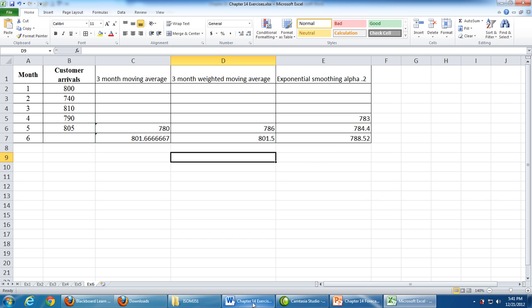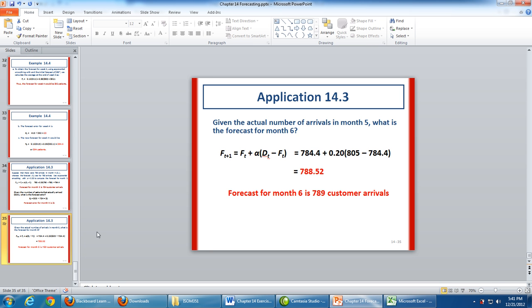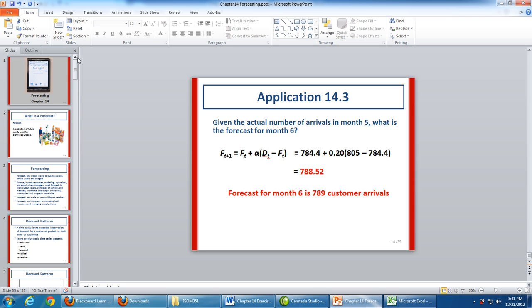I hope that when students are comfortable with all these exercises, I encourage students to use Excel to complete this homework.